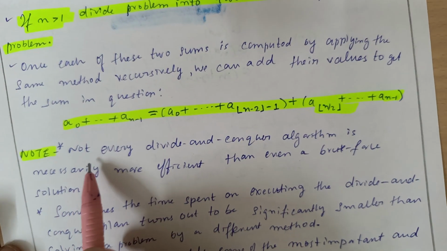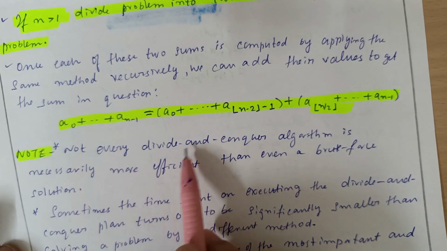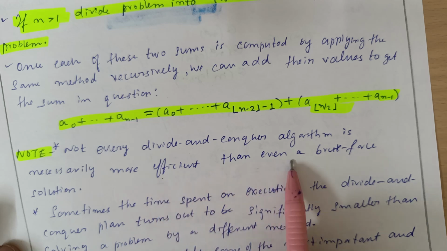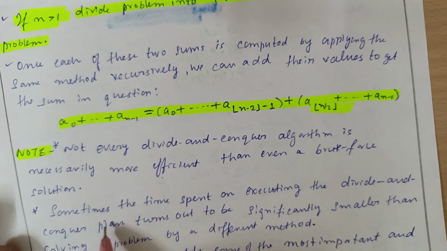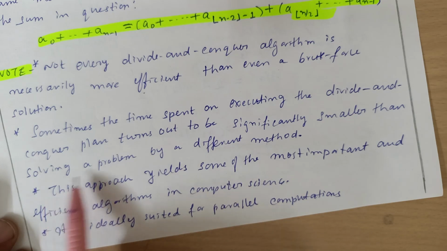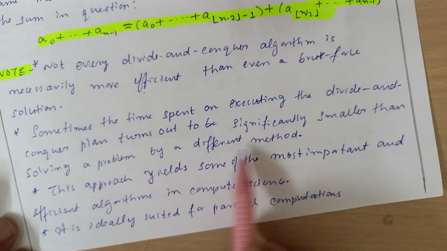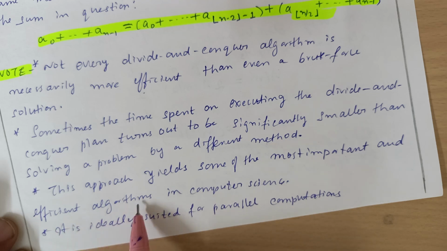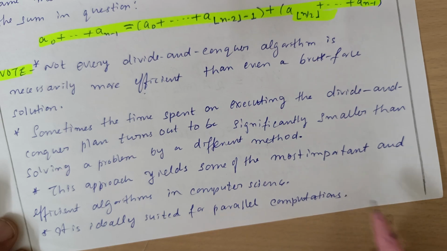Here we should note that not every divide and conquer algorithm is necessarily more efficient than brute force approaches. Sometimes the time spent on executing the divide and conquer plan turns out to be significantly smaller than solving the problem by a different method. This approach yields some of the most important and efficient algorithms in computer science. It is ideally suited for parallel computations also.